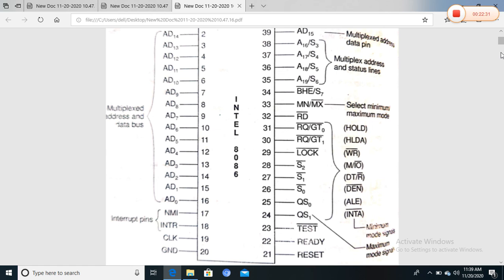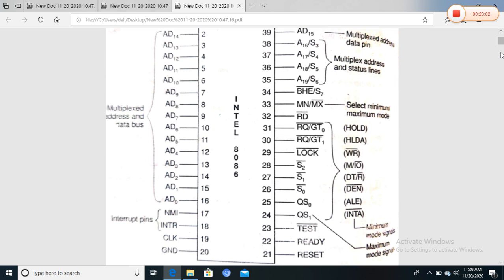This is the hold request. When another master device needs the address, data bus or control signals, it sends out a hold request to the processor on this line, and when this request is received, the acknowledge signal is generated. That signal is the HLDA pin. Next are the maximum mode pins. These are INTA bar, ALE, DEN bar, DT/R bar, M/IO bar, WR bar, HLDA, HOLD. These are the minimum mode pins.